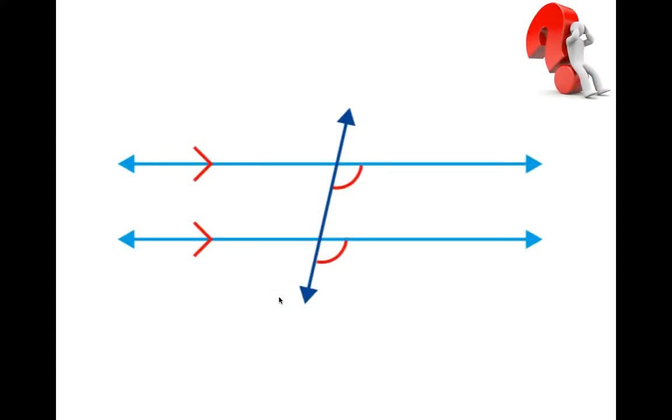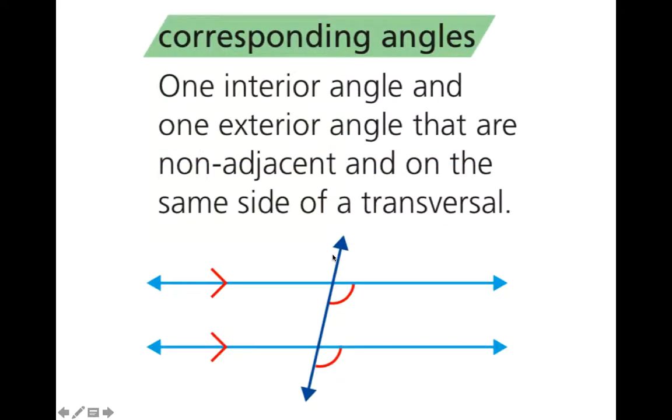The last set are these. Now, what we want to see is that this is an intersection, and this angle is the bottom right. This is a second intersection, and this angle is the bottom right. These are said to be in the same position, and we call these the corresponding angles.